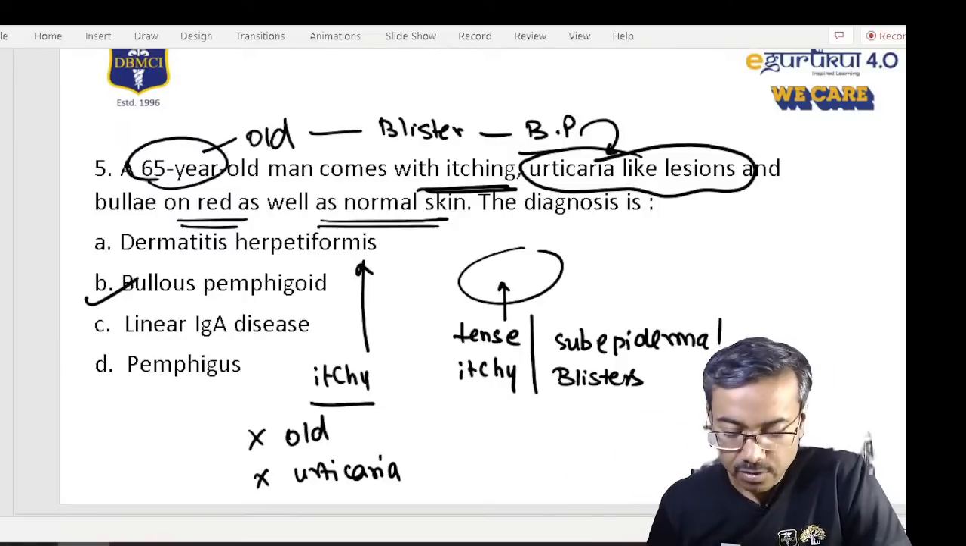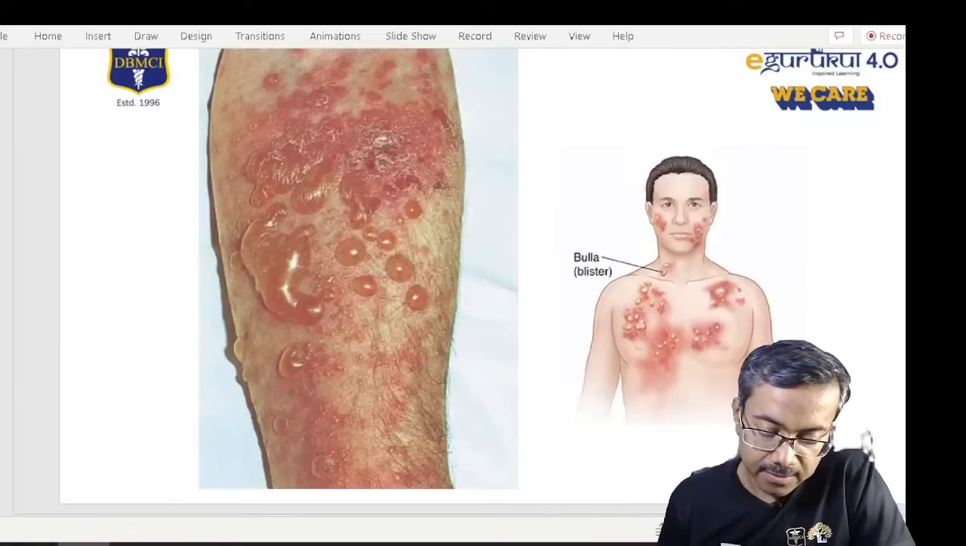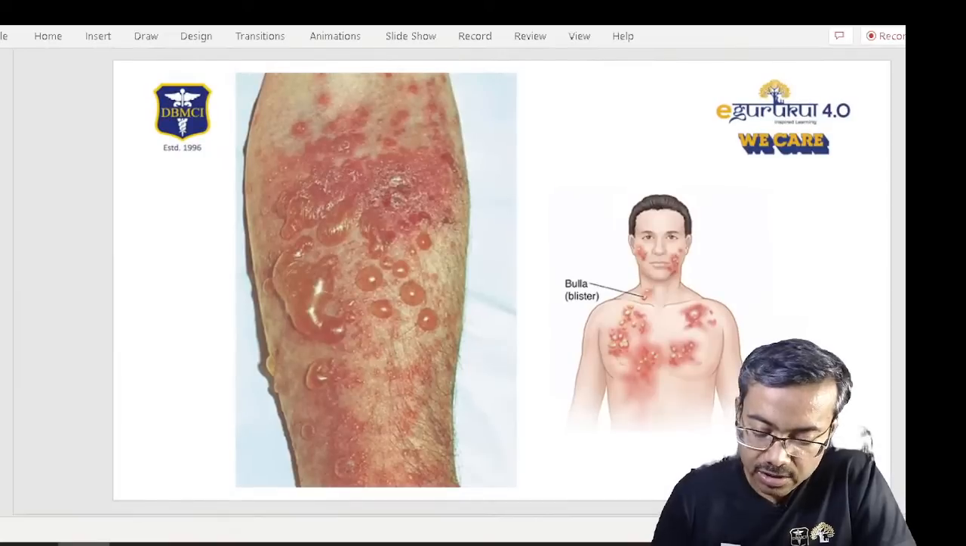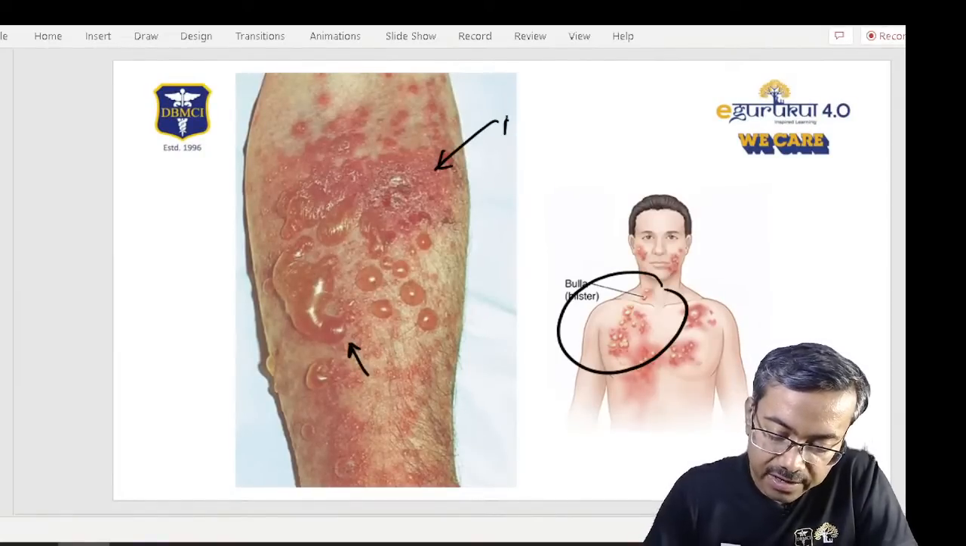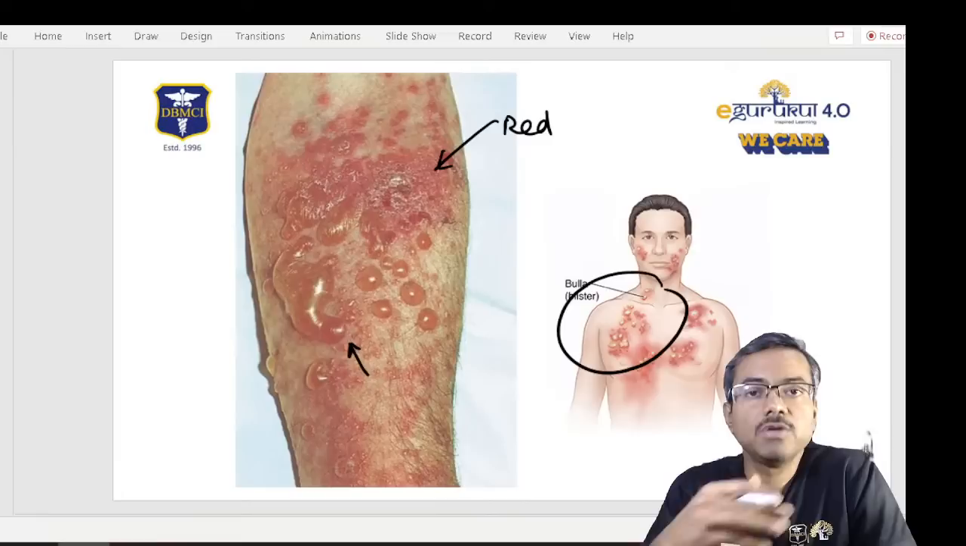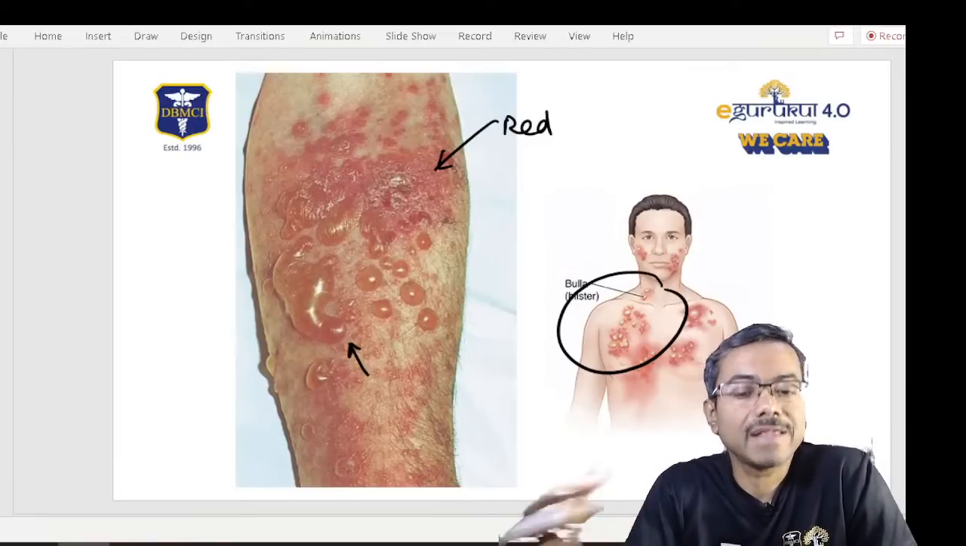So this is bullous pemphigoid. Okay, got it? So this is just to show you the tense blisters, and see the background of redness. That red background would be usually the clue for bullous pemphigoid, old people getting this disease.